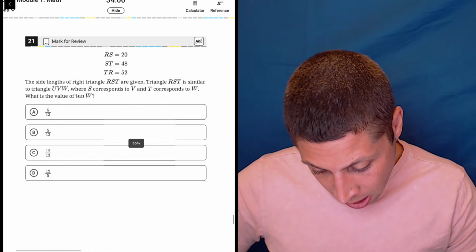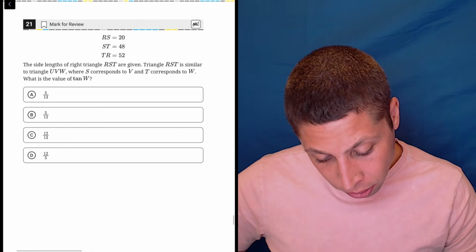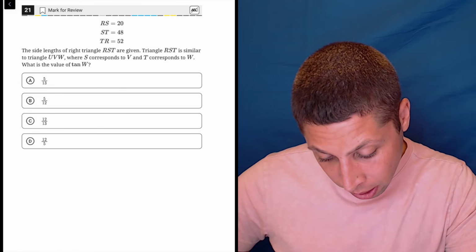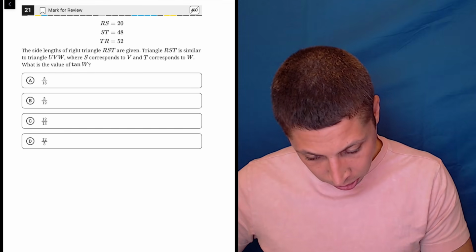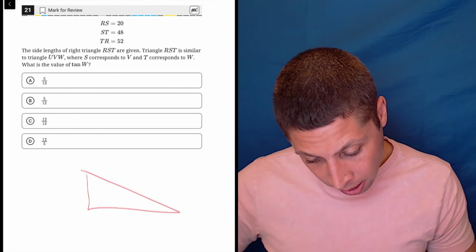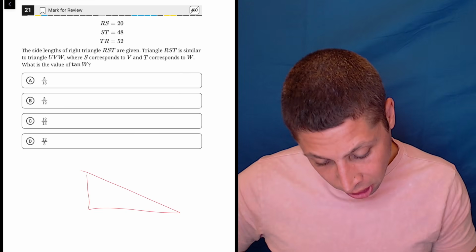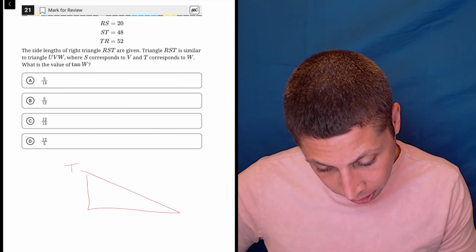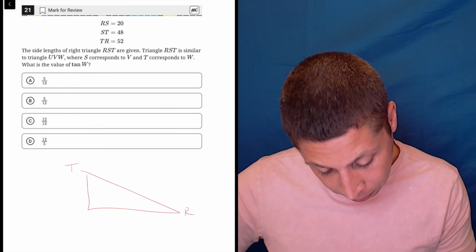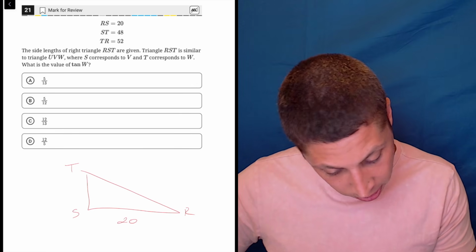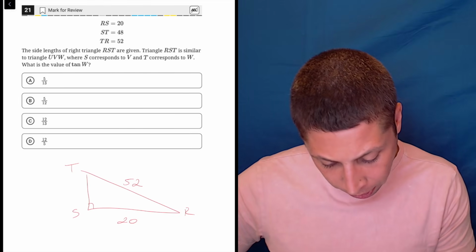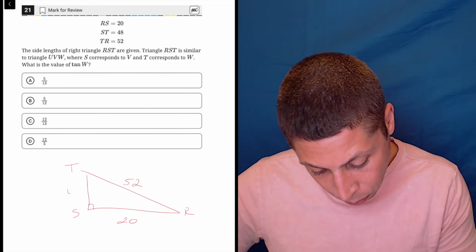Okay. The side lengths of right triangle RST are given. Triangle RST is similar to triangle UVW. What is the value of tan W? Okay, so this is going to require me to draw a triangle. The big side is TR, so we should do that. TR. And this is going to be a little off, but that's okay. S, so RS is 20, TR is 52, that's the hypotenuse of the right triangle, and ST is 48.